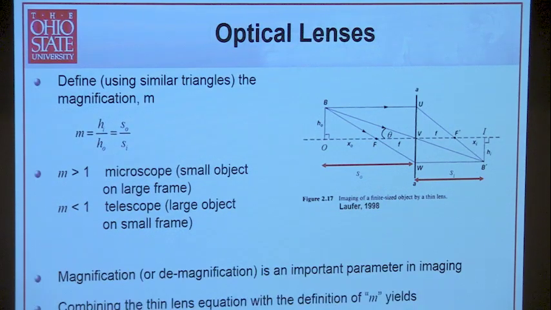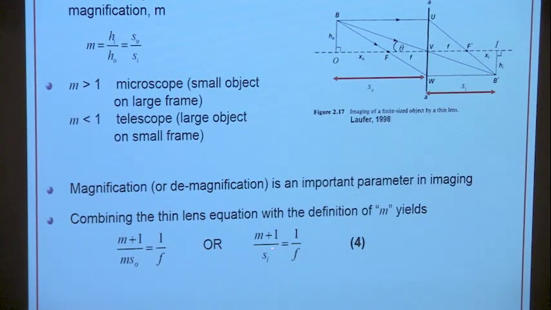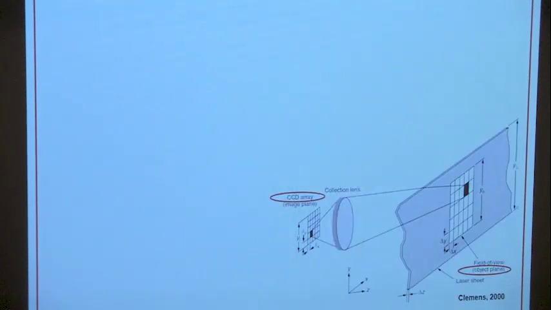So again, we can combine the thin lens equation with our definition of M, and now we end up with some equations that give us the relationship between the imaging distance, again, the distance between my detector and the lens, magnification, and the focal length of the lens. So let's look at an example for imaging.